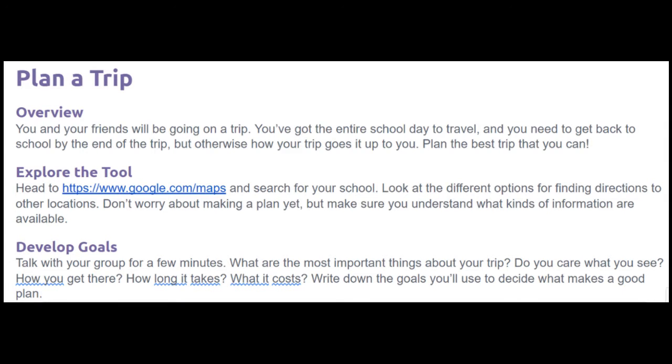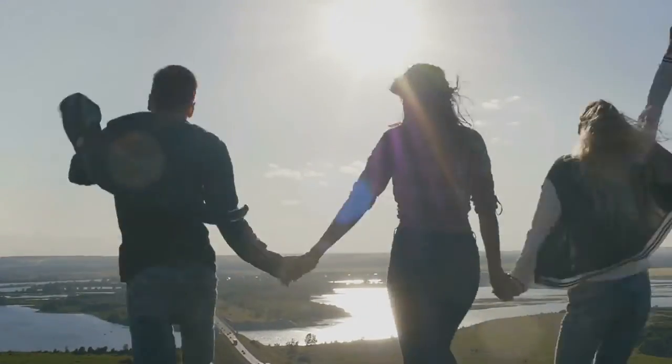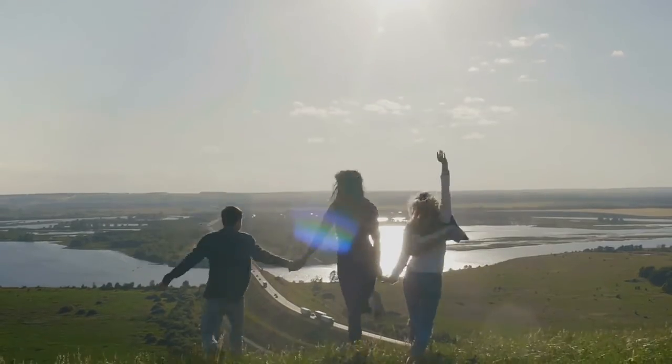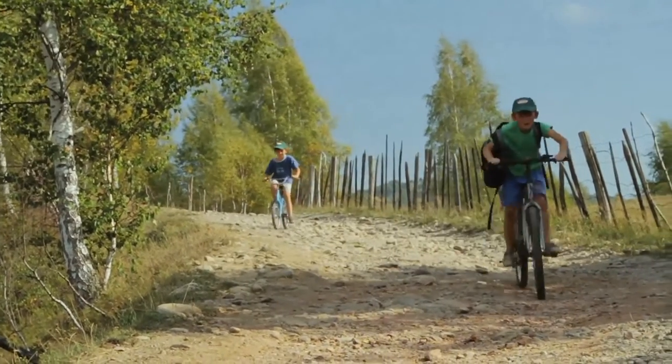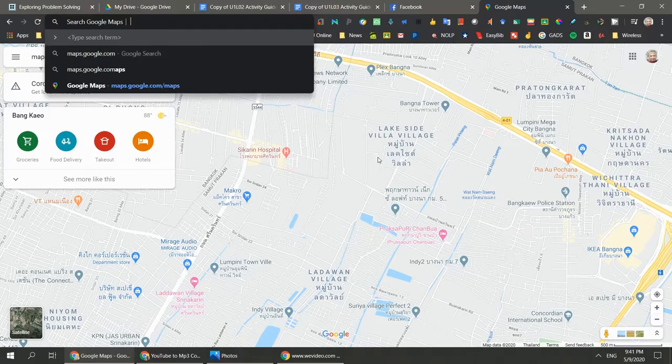In the Plan a Trip activity, you will need to work online to use Google Maps to plan a trip. Each member of the group will individually be developing a plan for a trip that follows criteria they'll develop as a team. Let's look at the overview. You and your friends will be going on a trip. You've got the entire school day to travel, and you need to get back to school by the end of the trip. But otherwise, how your trip goes, it's up to you. Plan the best trip that you can.